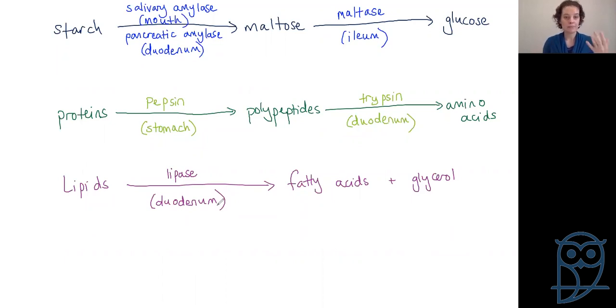So there you have them. Starch, proteins, lipids, all the way to glucose, amino acids, fatty acids, and glycerol. All of the locations, all of the enzymes, make sure you know them. What happens next? Glucose, amino acids, fatty acids, and glycerol all have to get into your body.